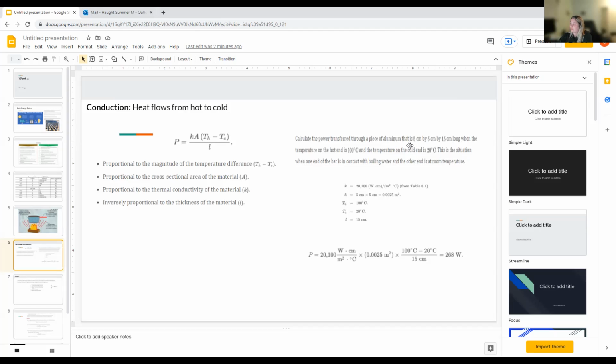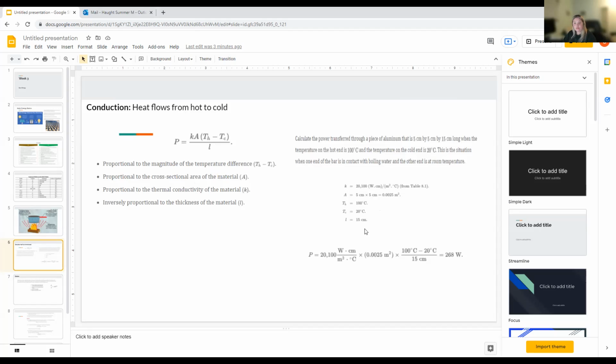Because it's saying that this aluminum piece is 5 centimeters wide by 5 centimeters length. So that is why right here they have A is 5 centimeters by 5 centimeters. Then it says when the temperature on the hot end is 100 and the cold end is 20. Well, if you go back to here, TH and TC refer to the hot temperature and the cold temperature. So that's why they have this written here. You know 100 is hotter than 20, so TH they put as 100, TC they put as 20, and then L is 15 centimeters.